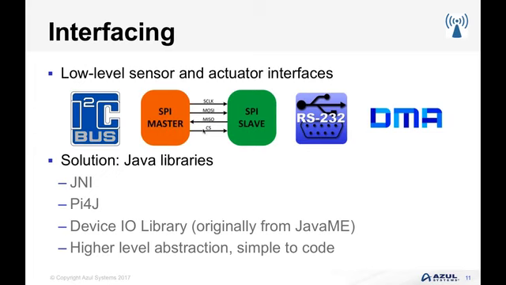There's also a thing called the Device I/O library. This was originally part of the Java Micro Edition, but has now been ported to Java SE. So if you want to use the Java Standard Edition, then there's a Device I/O library available, which again is like Pi4J, but more generic rather than for the specific Raspberry Pi board. So the idea is to give you a higher level abstraction. This makes it simpler to code, simpler to develop your application, so you can do it more quickly. You don't need quite so many skills to be able to do that.